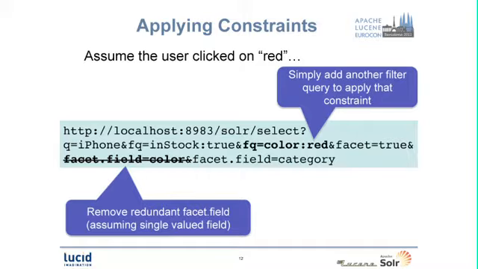When the user clicks red, normally to drill down in your facets, you add an fq, a filter query, color:red. And in this case, since our field was single valued, we removed the redundant facet field on color, because we know that we drilled down. We know that we're getting back all things that are red already. So it would be kind of redundant to facet on the color field anymore.